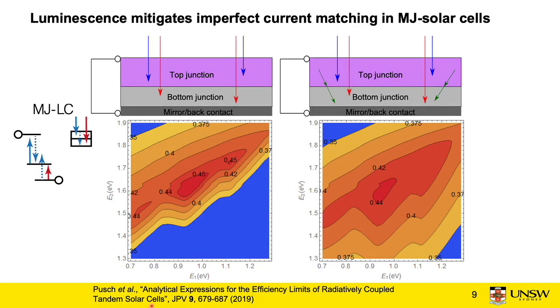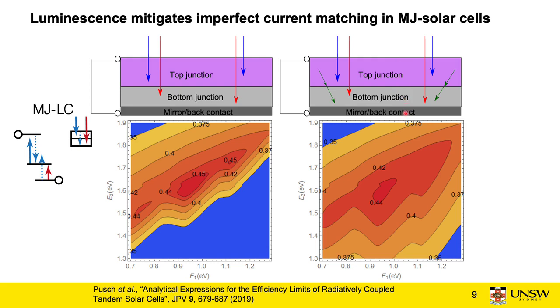Here you can see how efficient luminescence between top and bottom junction increases its robustness towards non-ideal bandgap combinations. This is calculated for a refractive index of the junctions of 3.6, so the optical density of states in the bottom junction is 13 times higher than the optical density of states in air, so most of the luminescence from the top junction will go towards the bottom junction.